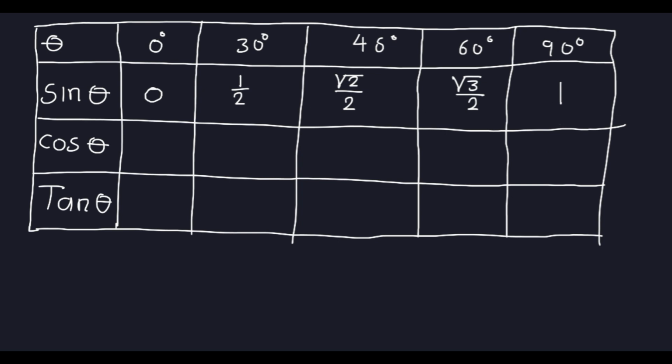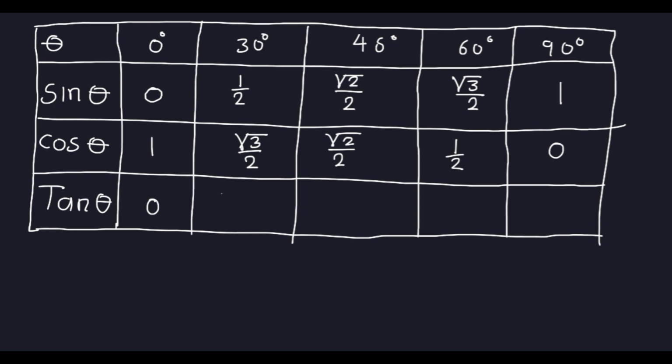Now cos is like the reverse of this sine. So cos 0 is 1. Cos 30 is root 3 over 2. Cos 45 is root 2 over 2. Then cos 60 is half. Cos 90 is 0.